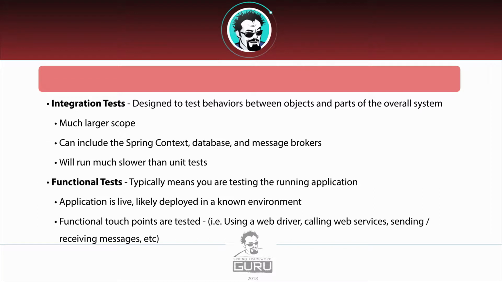These are designed to test behaviors between objects and parts of the overall system. So this is different from a unit test, which is usually going to be focused on a specific object, a method call within an object. That's what a unit test is going to be targeting, whereas an integration test is going to be testing behaviors between objects or maybe even multiple objects. So it is a larger scope.